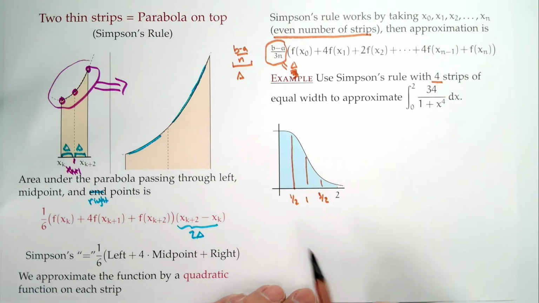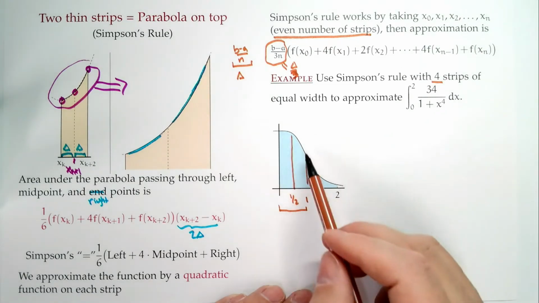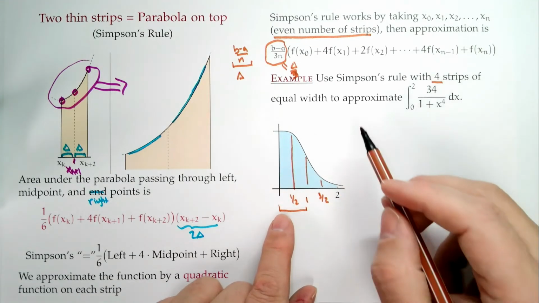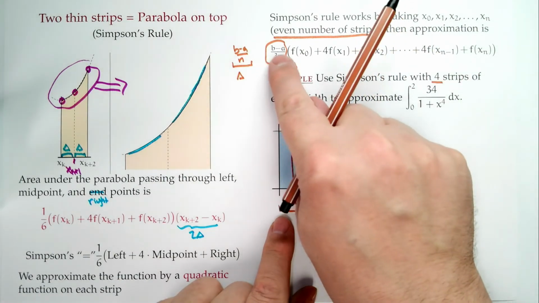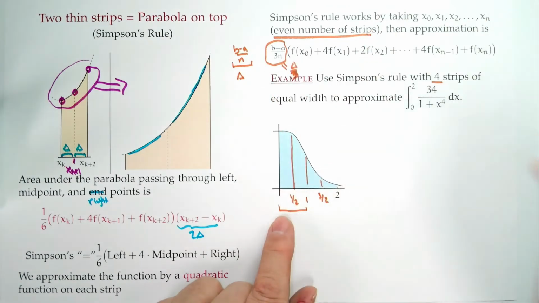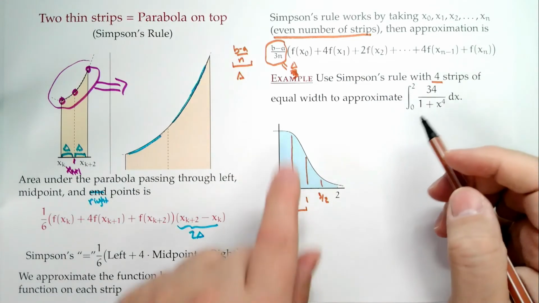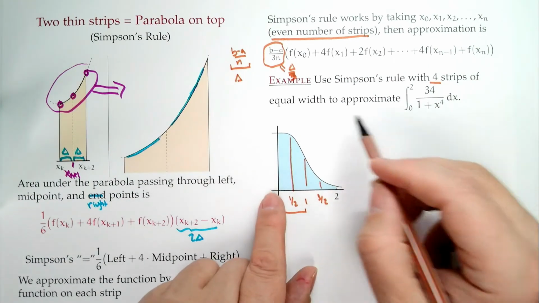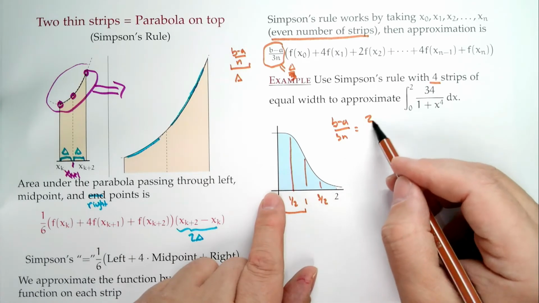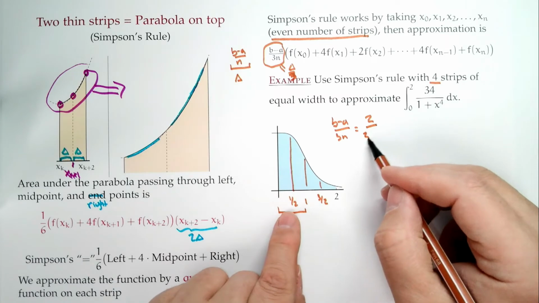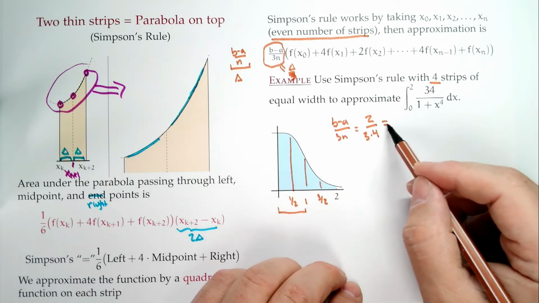And what do we do? We're going to say that these 2 pieces, we're going to put a parabola on top of that. And what will the parabola look like? Well, we're going to have our delta over 3, so b minus a over 3n. So what is our delta? Let's be careful here. b minus a, that's 2 minus 0, so that's 2. Downstairs, we're going to have 3 times 4. So 2 over 3 times 4, which would give us what?